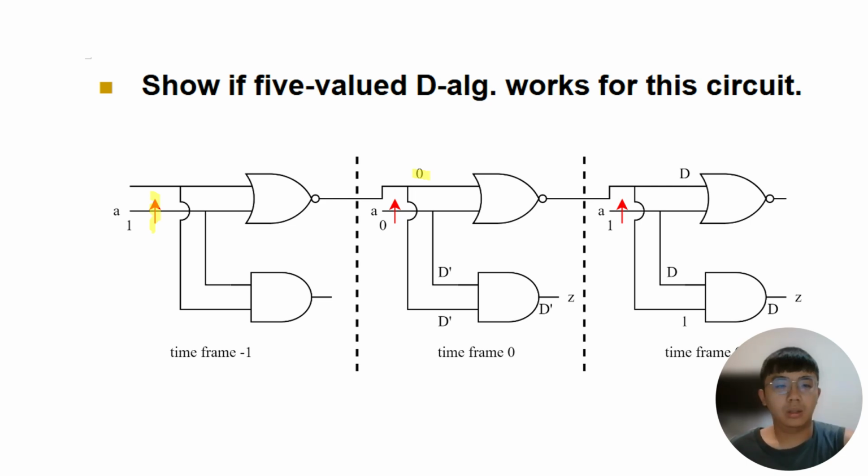For time frame 0, we select A equal to 0. Since there is a stuck at 1 fault here, it will be 0/1, which is D prime. And the output here of the NOR gate of time frame 0 should be D. Lastly, the D will be here, and here will be 1. And the fault will be propagated to the output Z, which is in time frame 1.